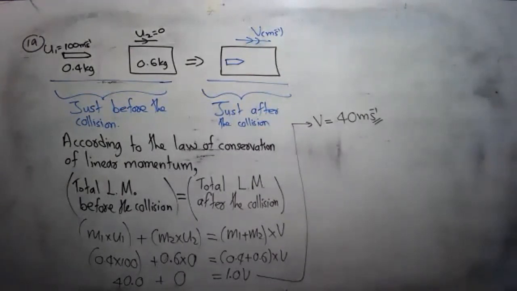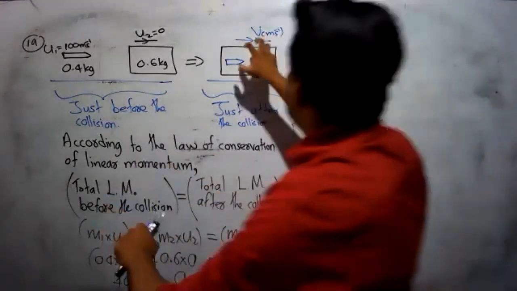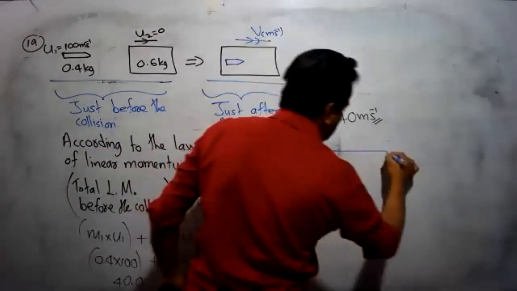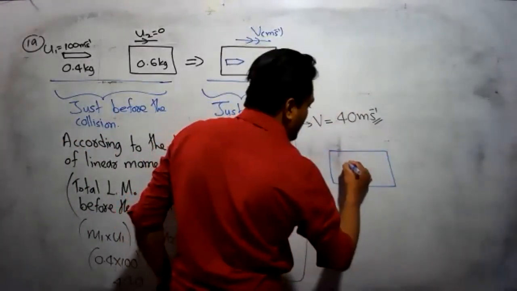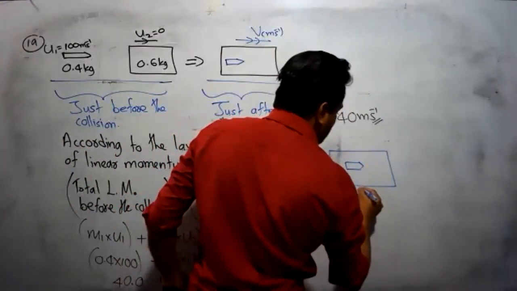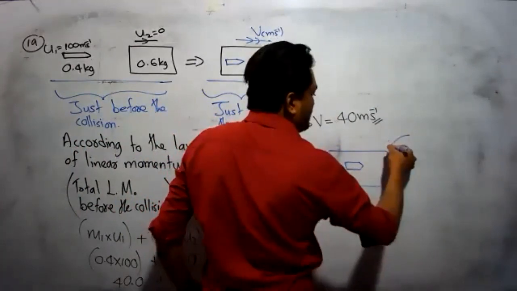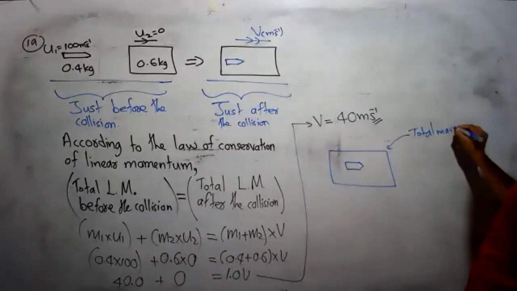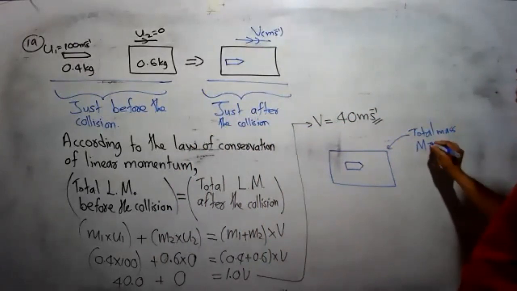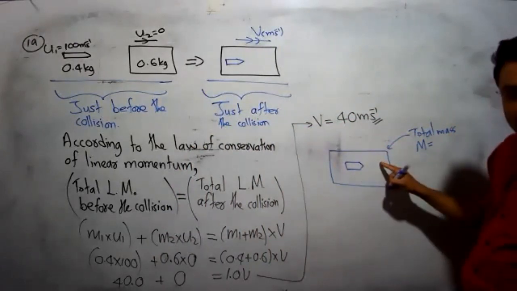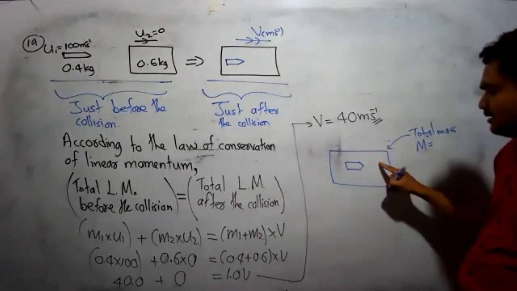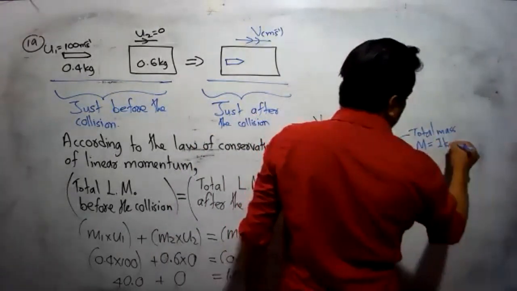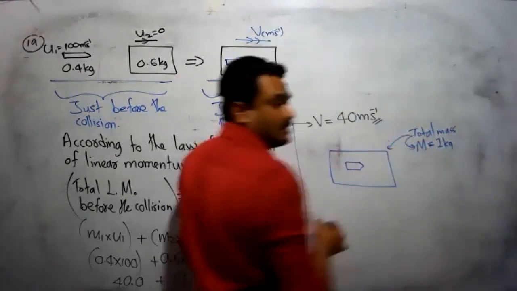Right, after that, they have asked the friction force acting on the block after the collision. So let me draw it here. If we draw this one, what is the total mass there? Total mass, capital M, is 1 kilogram. Yes, 1 kilogram. Total mass is 1 kilogram.